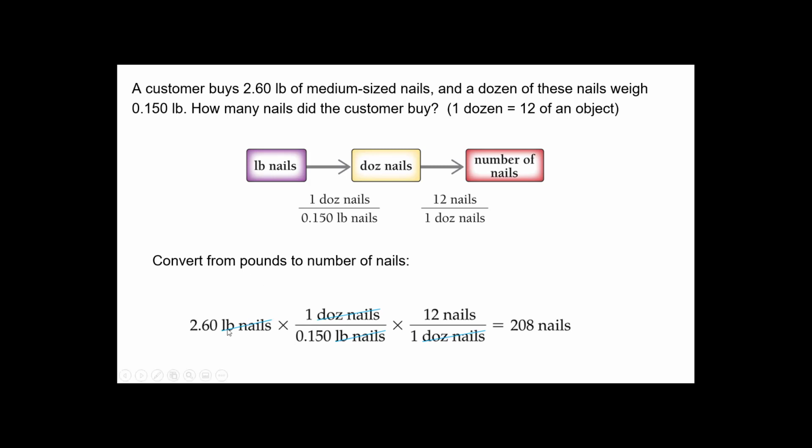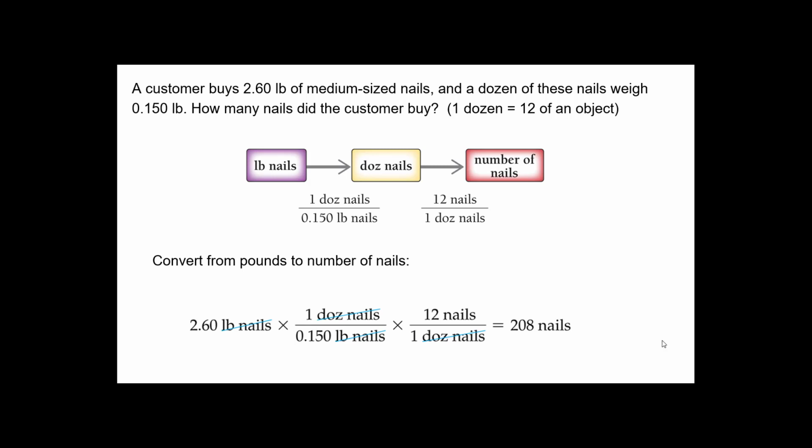So in this case, we do the math. Cancel out the units. Those units are gone. These units are gone. We end up exactly with nails, which is what the problem is asking for. So we end up with 208 nails for 2.6 pounds of those nails. Now, sig figs are 3 sig figs.